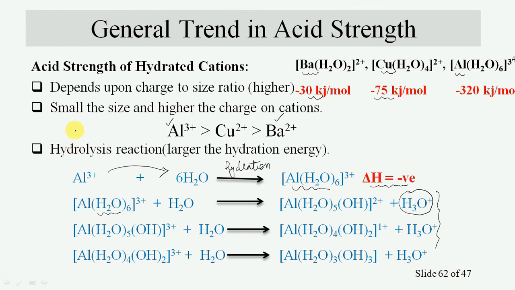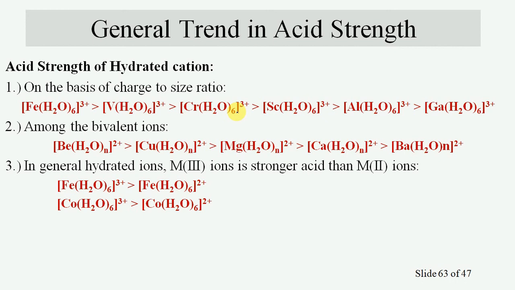The acidity in this case depends upon the small size of the cation and the higher charge on the cation. Cations which hydrolyze extensively are those which are either small or highly charged or both. On the basis of charge to size ratio, the acidic strength may be expressed in this order: iron having the maximum and gallium having the minimum acidic strength.